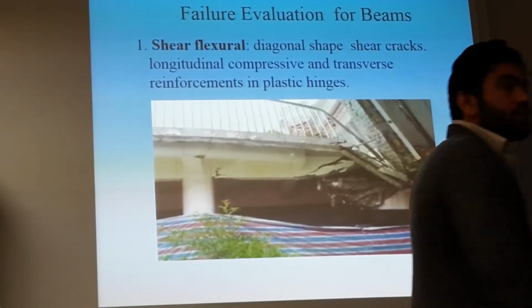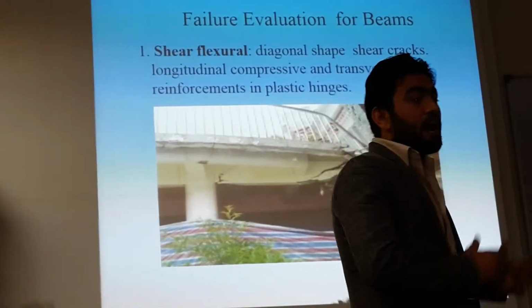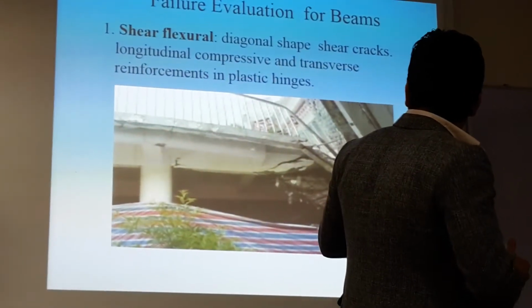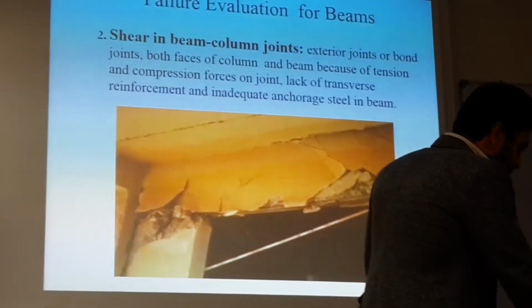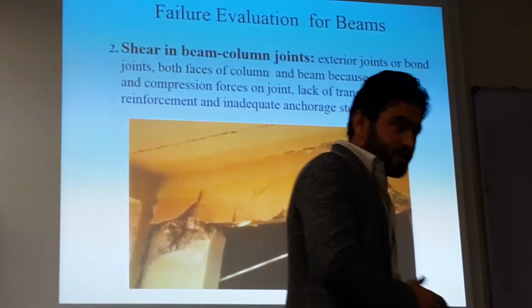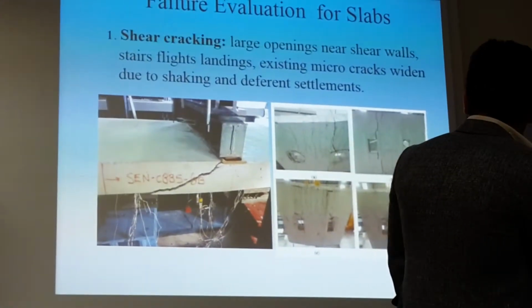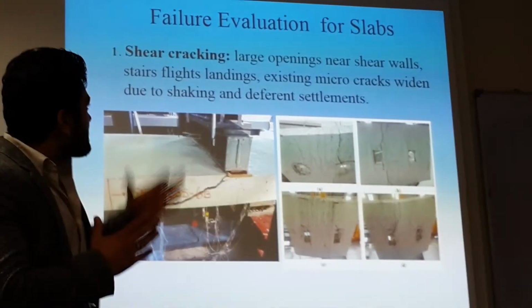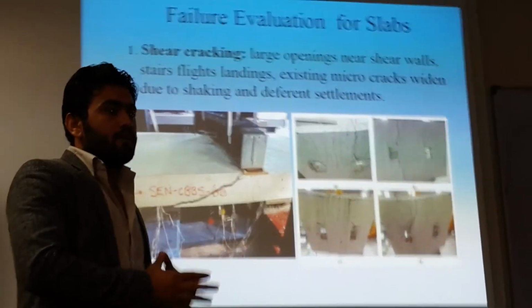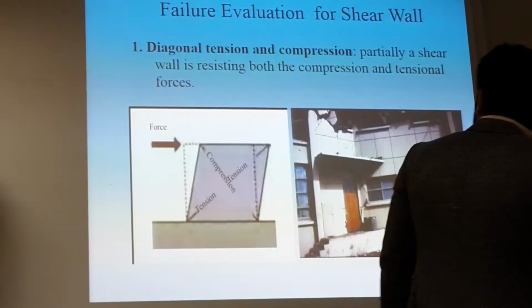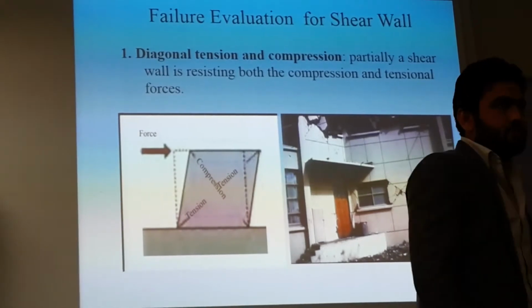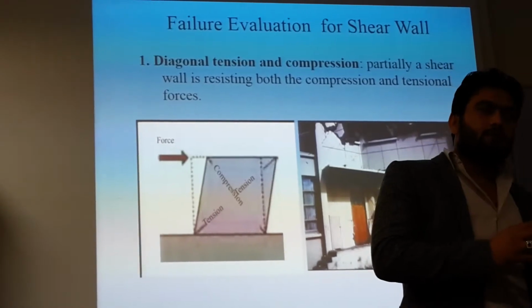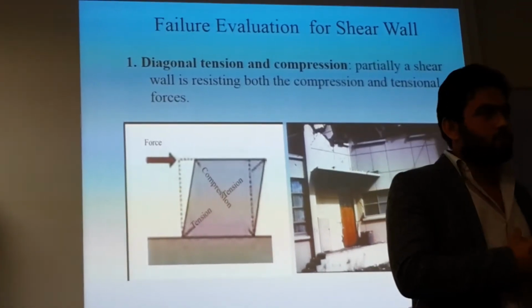Shear flexure, according to the beam, we may study how retrofitting is happening in a beam. Shear cracks occur according to the longitudinal compressive and transverse forces. There is shear in beam-column joints and shear cracking. How, in a shear wall, if there is a crack, and in a slab, how will it happen? From a shear wall, it will transfer. Diagonal tension and compression, because a shear wall may resist both tensional and compression forces.